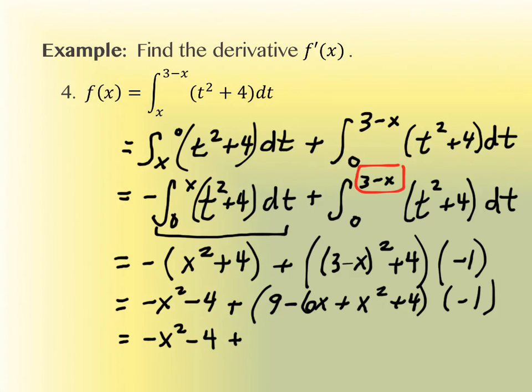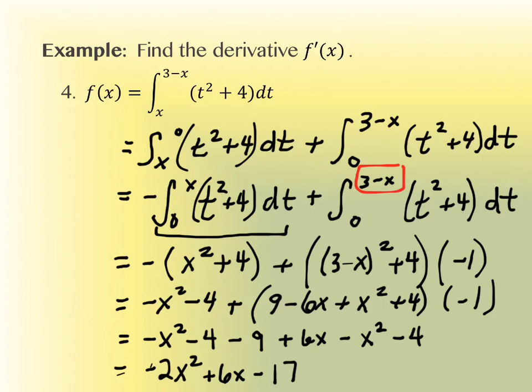And then I'm going to have minus 9 plus 6x minus x squared minus 4. Collecting like terms, what do I have? Negative 2x squared plus 6x, and I have negative 17.